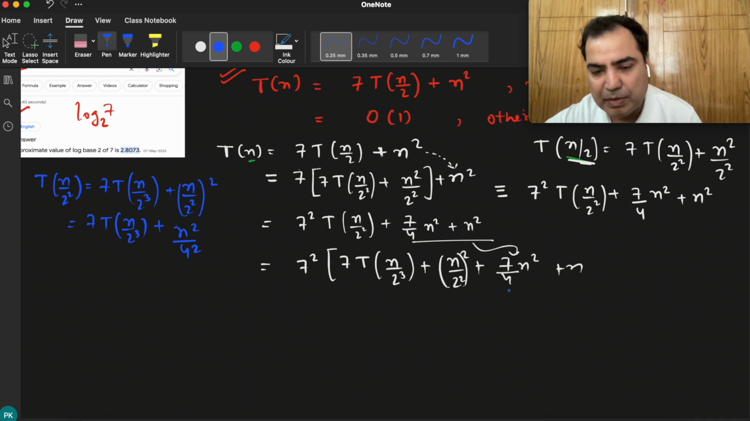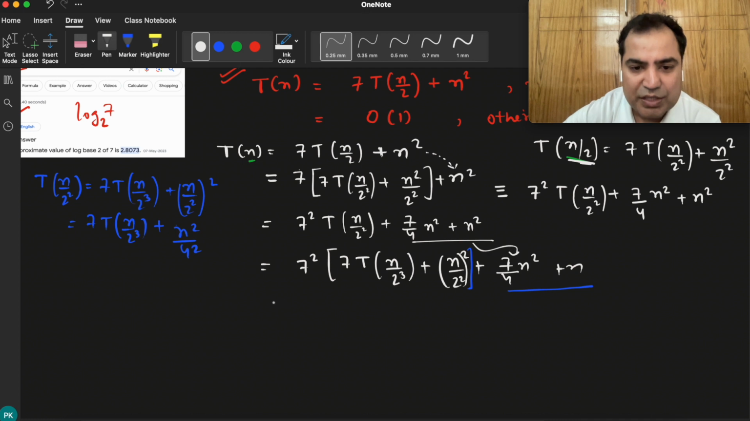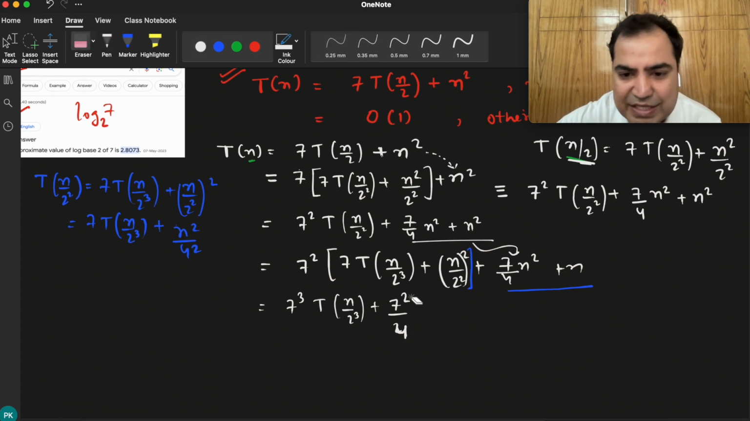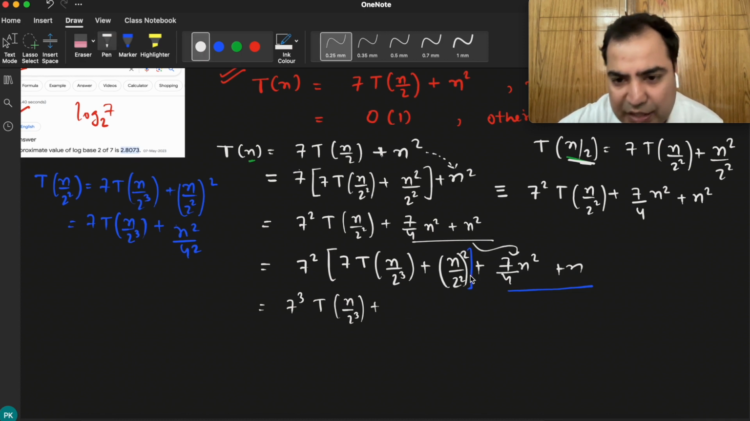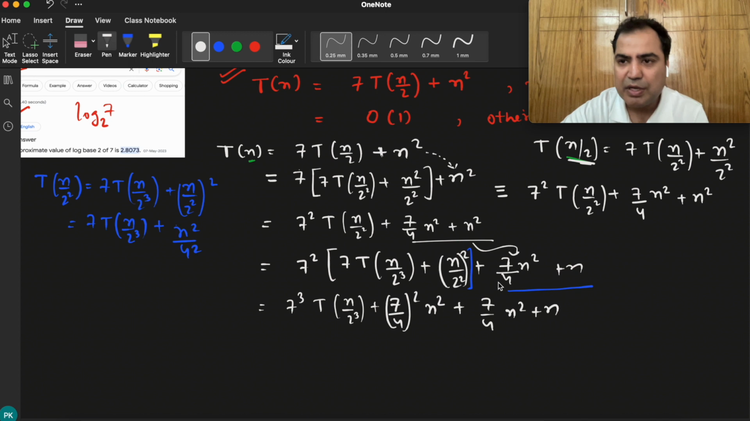So these two values are from above only, right? And this value is till this point, right? Why I'm saying so, this 7^2 now will get multiplied inside. So this will become 7^3 T(n/2^3) plus this will become 7^2 by 2^2, right? So that is 4 actually, right? So I can write it completely as (7/4)^2 n^2. I will write this 7^2 as 7, and this 2^2 is 4, this squared into n^2. What I am trying to do is take the variable outside.